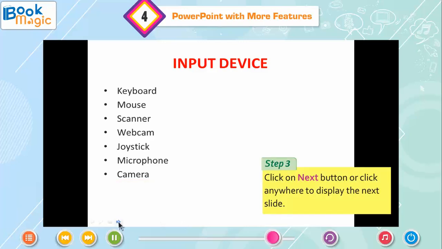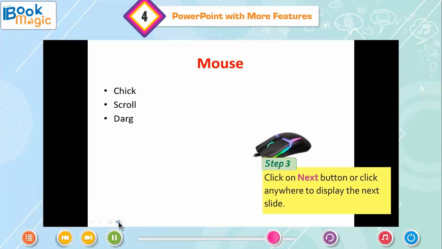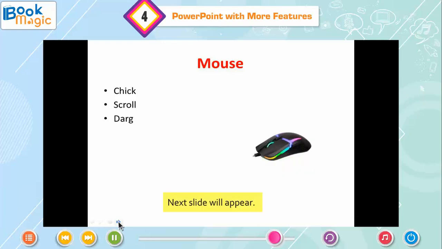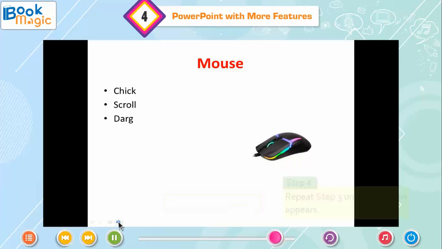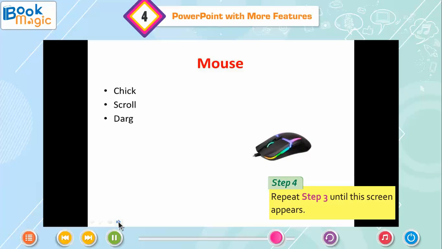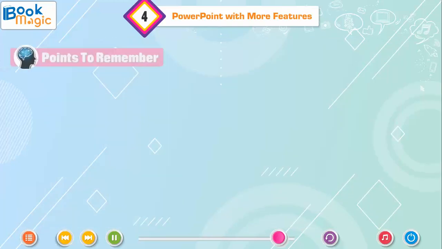Step 3. Click on Next button or click anywhere to display the next slide. Next slide will appear. Step 4. Repeat step 3 until this screen appears. Step 5. To exit, click on the screen.